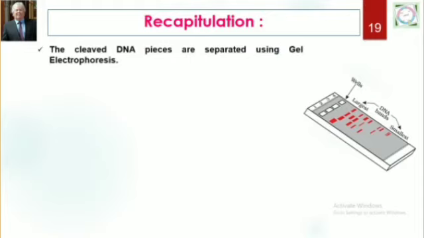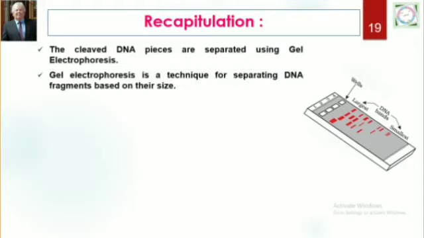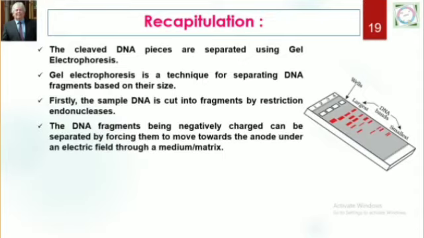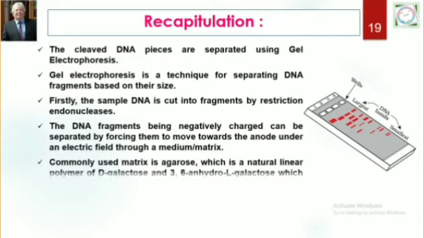Now, the cleaved DNA are to be separated. That is done using gel electrophoresis. It's a technique for separating DNA fragments based on their size and charge. And the sample DNA is cut into fragments. So now what happens? The DNA fragments, being negatively charged, when placed under a potential difference in the agarose matrix, move towards the anode under the electric field.